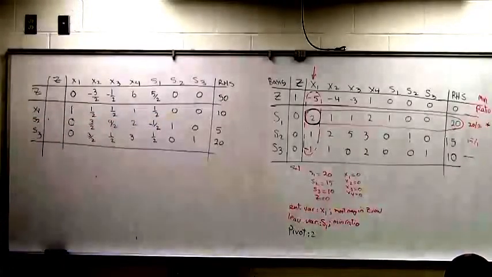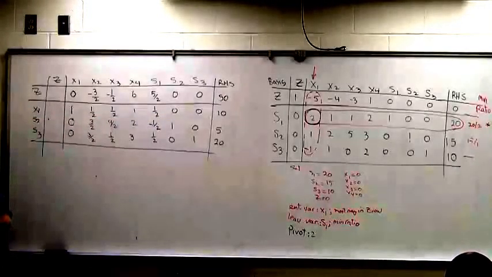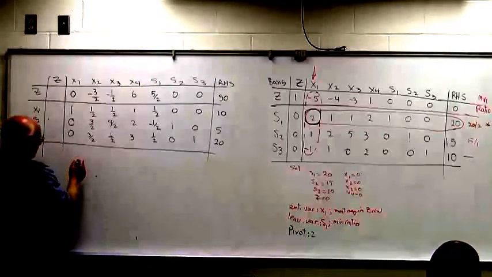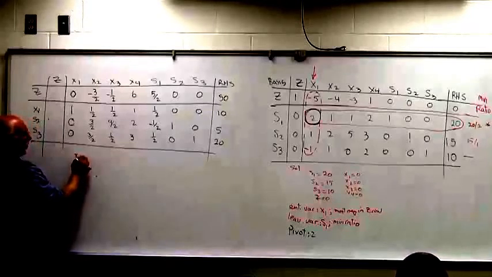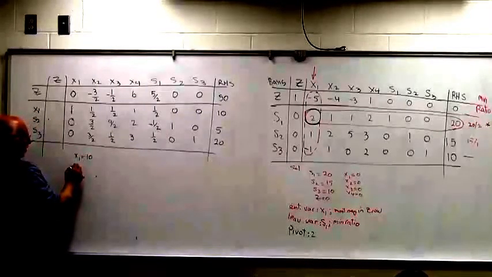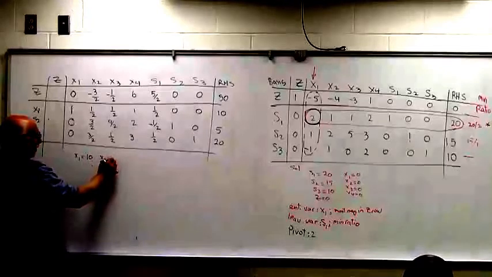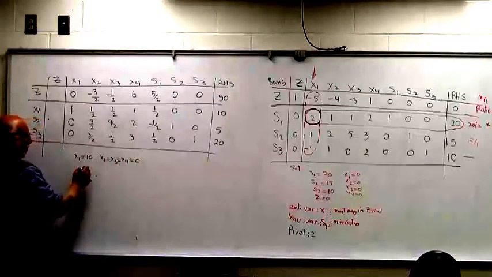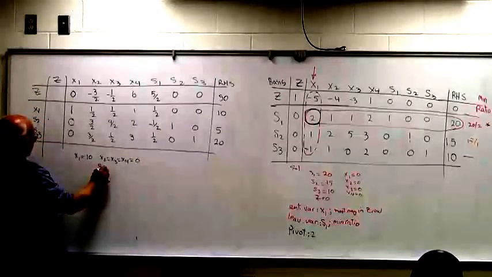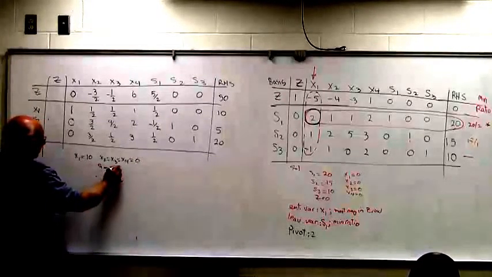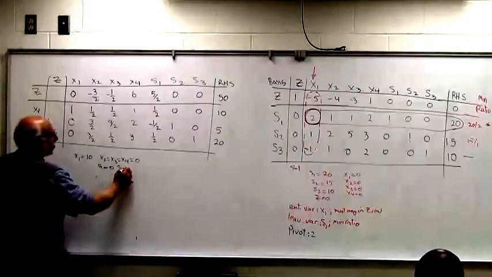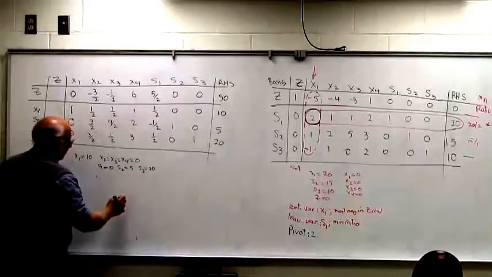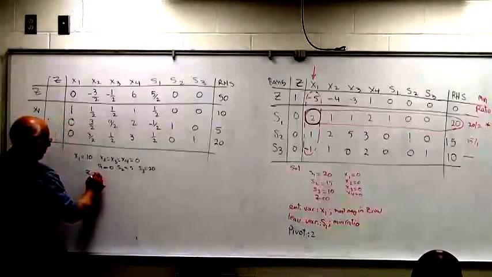So this is a new solution. And what is this solution? This solution is x1 equal 10, x2, x3, and x4 are 0. S1 is 0. S2 is 5. S3 is 20. What is the Z? 50.